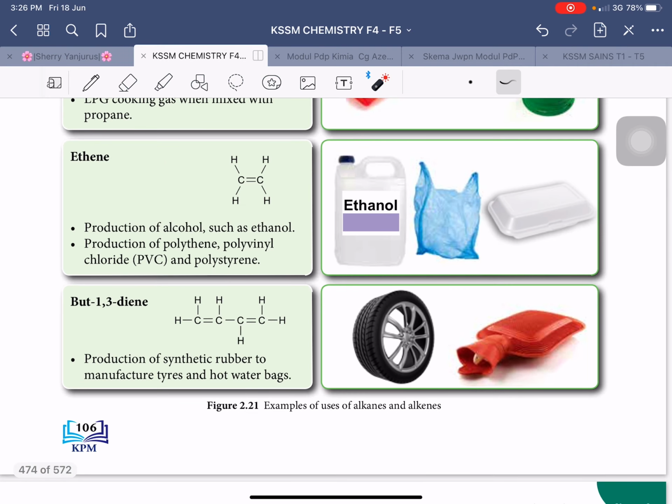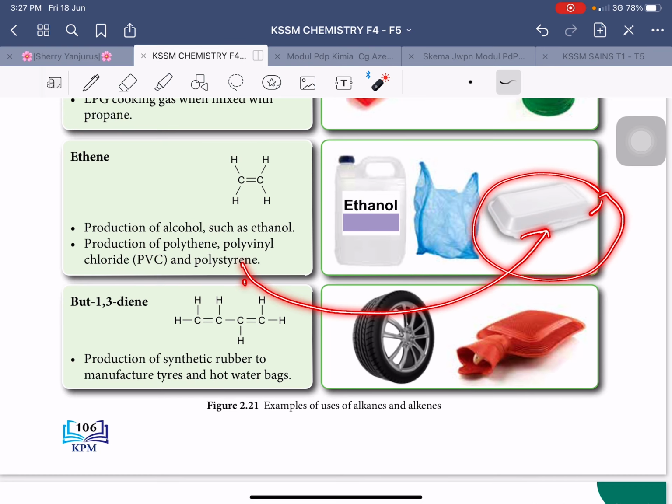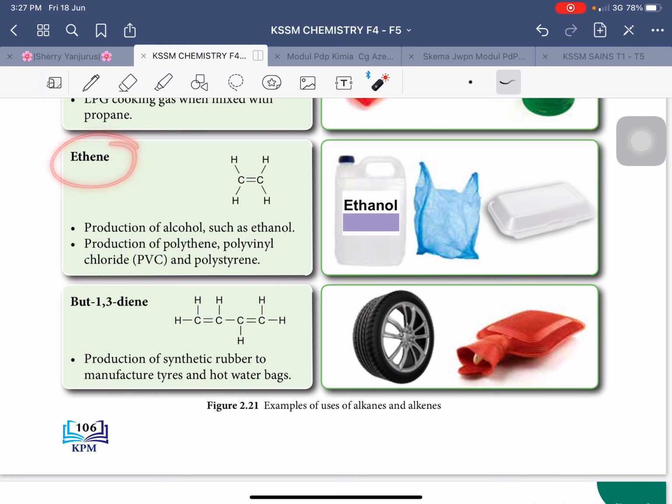Okay. Next, ethene. Production of alcohol such as ethanol. Ethene digunakan untuk menghasilkan alkohol. Production of polyethylene, polyvinyl chloride, and polystyrene. This is polyethylene, and this is polystyrene. Yang selalu kamu sebut tapau-tapau tu, that is polystyrene, and that comes from ethene.